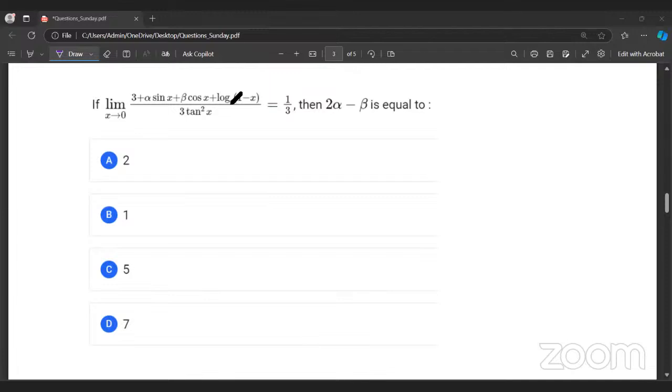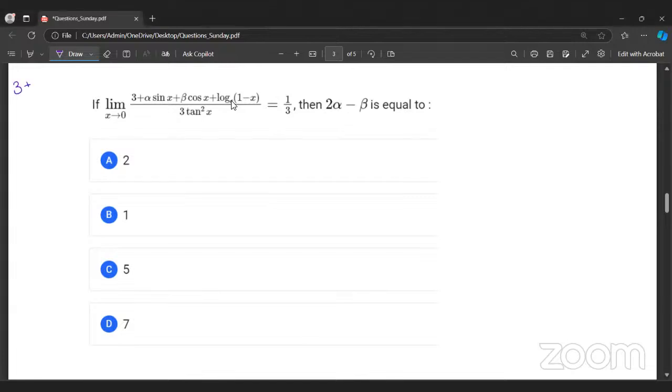Okay, so just tell me, you look at this function and it has a finite limit, 1 by 3. So its denominator is tending to 0 when x is tending to 0. So can you tell me what you infer about the numerator? It should also tend to 0. Okay, great work. So you can just substitute directly your value as 0 in the numerator.